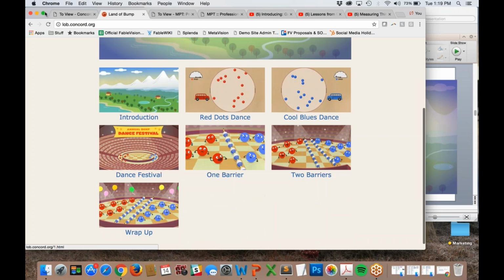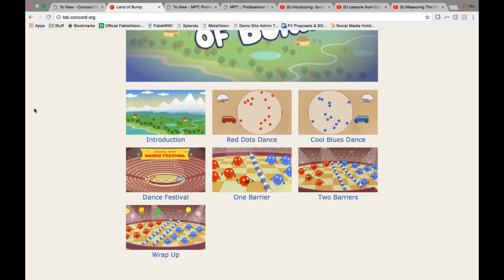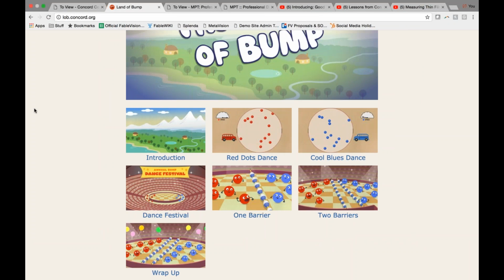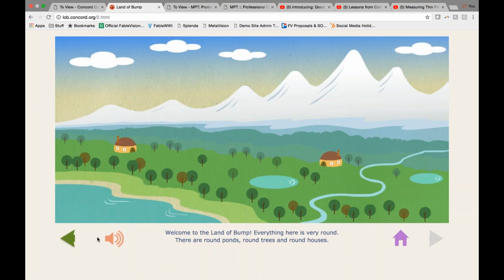The whole conceit behind this project is that we created a bit of a story where the red dots, which are the hot particles, and the blue dots, which are the cool particles, are moving at different speeds because they're at different temperatures. They have been invited to the annual Bump Dance Festival, where these 2 different particles have to meet and then find the best way to dance with each other. So, it's a little introduction.